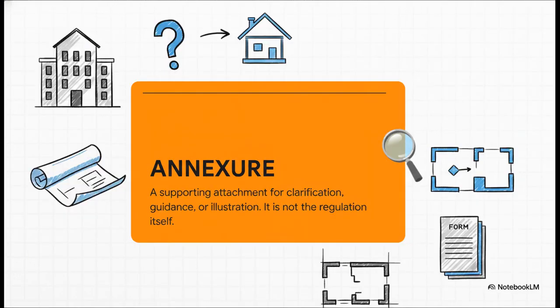And now, we have the annexure. And this is a whole different ballgame. An annexure is basically a supporting document. It's there for guidance, for clarification, maybe to provide a helpful illustration. You'll find things like sketches, sample forms, or example layouts in there. It helps you understand the regulation, but, and this is the key part, it is not the regulation itself.